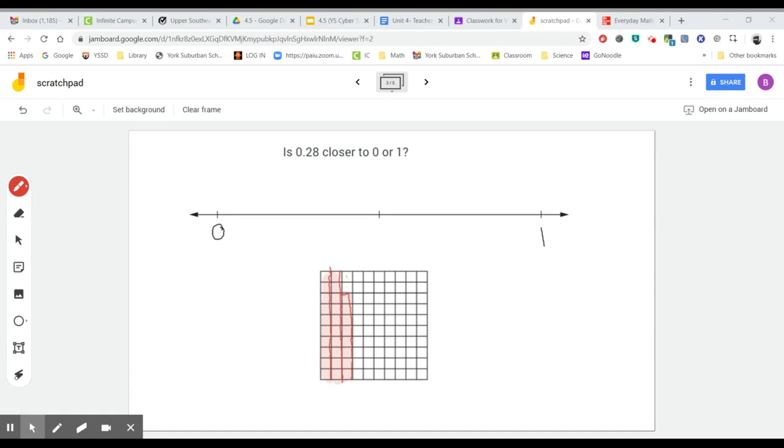Let's take a look at rounding to the nearest whole number, or seeing which whole number a decimal is closer to. So in this example, we're still using our 28 hundredths to see if it's closer to 0 or 1. First we'll begin by using a number line.